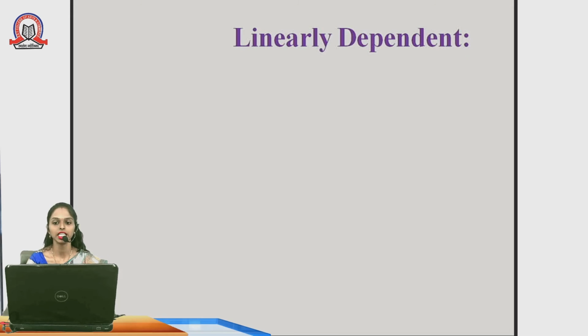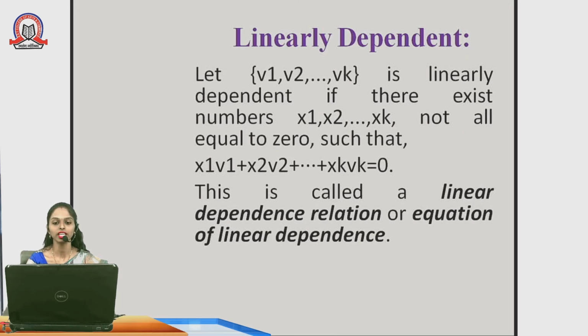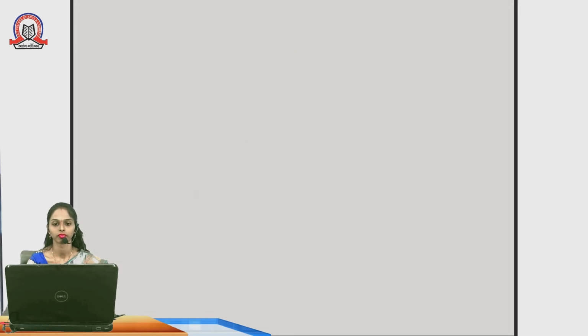Next we see the linearly dependent definition. That is, a vector set v1, v2, up to vk is linearly dependent if there exist numbers x1, x2, up to xk, not all equal to 0, such that x1 v1 plus x2 v2 plus up to xk vk is equal to 0. Not all equal to 0 means at least one element is nonzero. This is called the linear dependence relation or the equation of linear dependence.